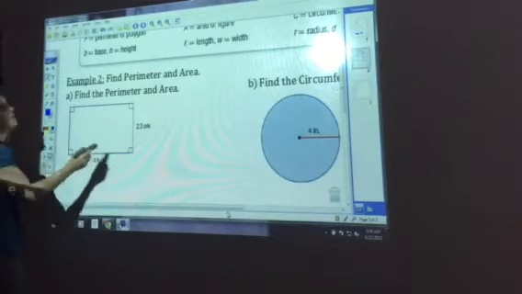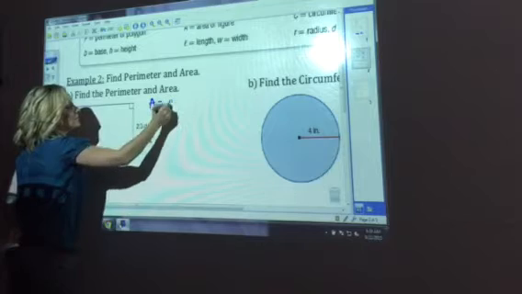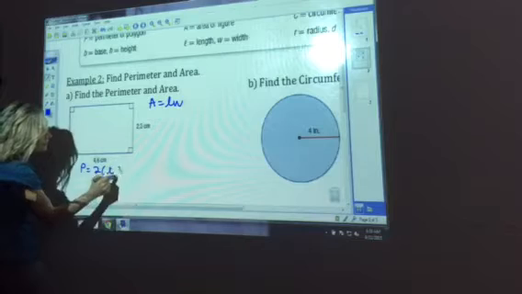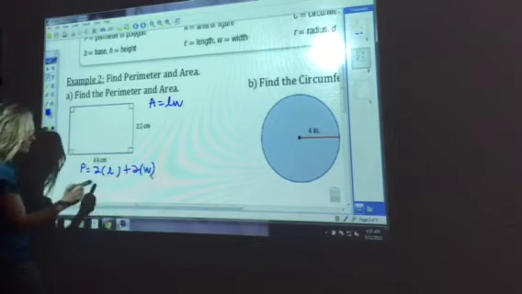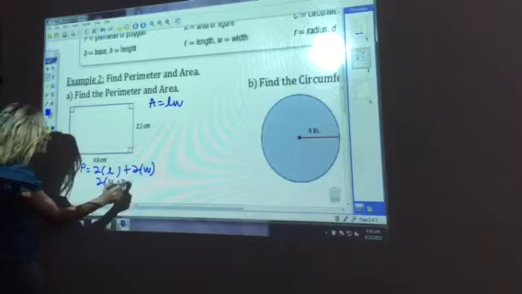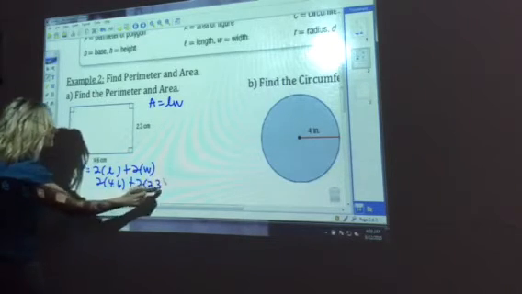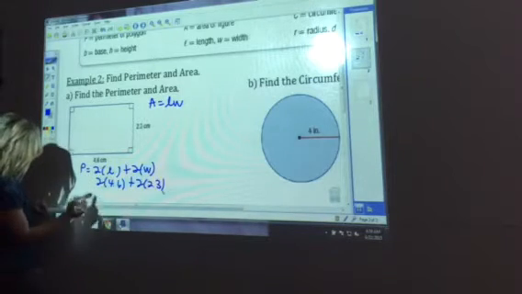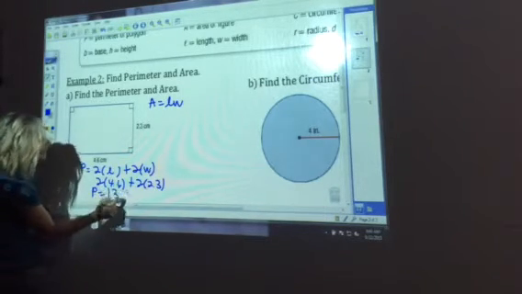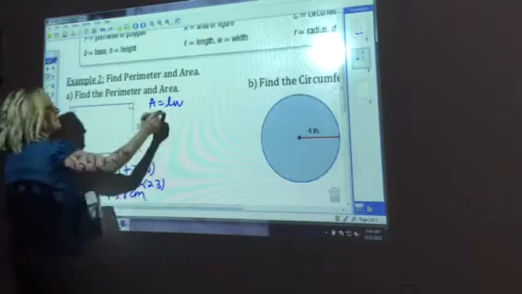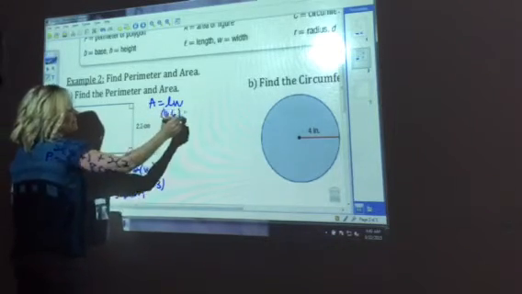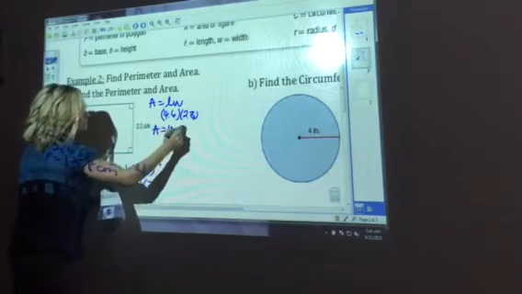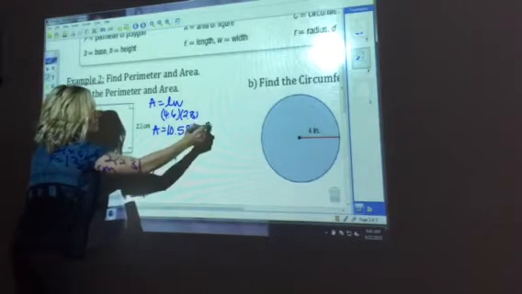All right, this is a rectangle. My area is going to be equal to length times width, and the perimeter is going to be equal to 2 times the length plus 2 times the width. All right, so you have 2 times 4.6 plus 2 times 2.3, and that's going to give you the perimeter, which is 13.8, and that would be centimeters. For the area, you have 4.6 times 2.3, which would give you 10.58, and that would be centimeters squared.